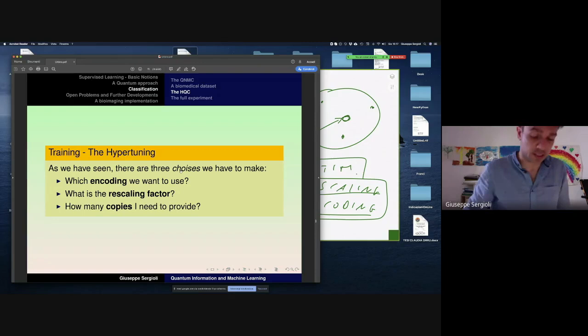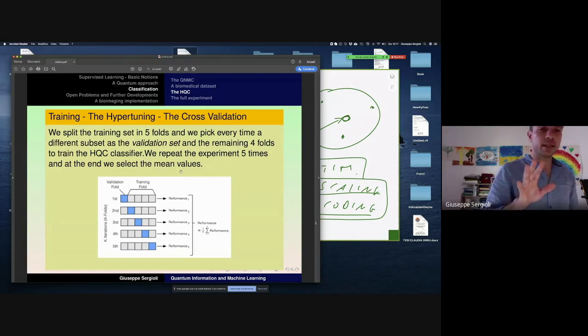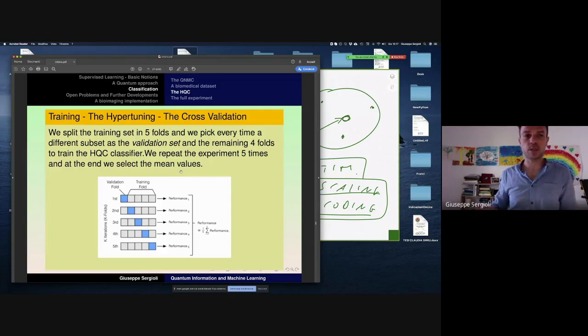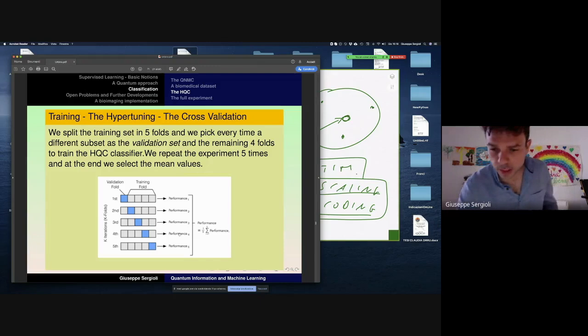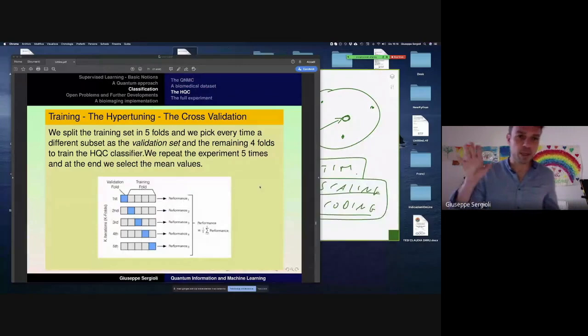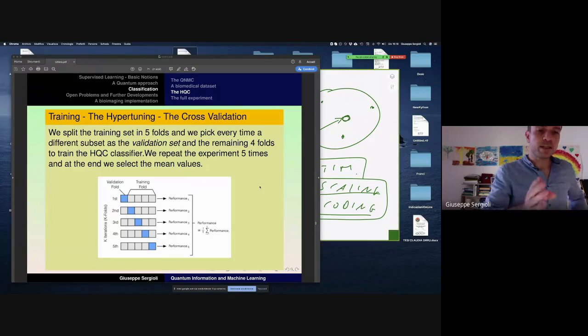The standard way to set these parameters is to use cross validation. We split the training set in 5 different folds. One fold is called the validation fold. The other 4 folds are called the training folds. So we have a training inside the training, okay?